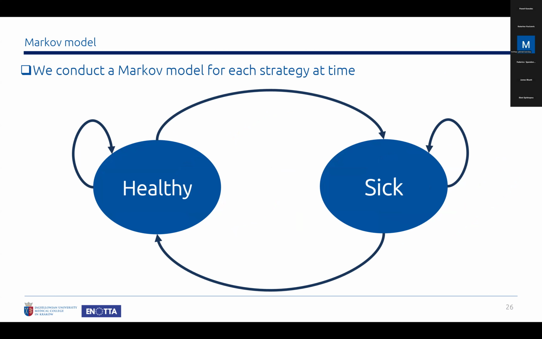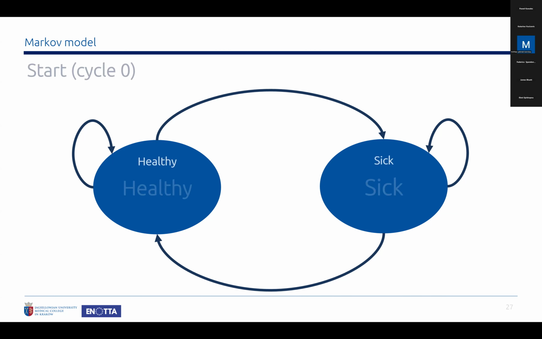Usually, when we conduct modeling, we run separate Markov models for each strategy. So in our case, this will be one model for the vaccination strategy and the other model for the no vaccination strategy. We start with a group of people and simulate what happens to them during each time cycle. So we start with a group of people in one state and try to calculate what happens to them in the next cycle, in the next month, for example.